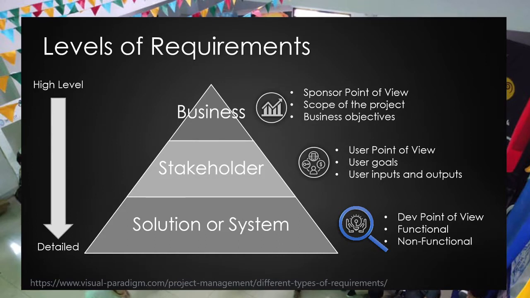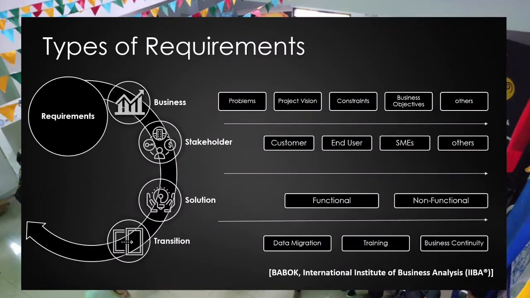At this level, the requirements are detailed enough for the development team to understand in order for them to implement it. At this level, the requirement states the functional requirements, what the system does, and the non-functional requirements, how well the system works. According to the Business Analysis Body of Knowledge by IIBA, the requirements can be categorized into different types. First is the business requirements.